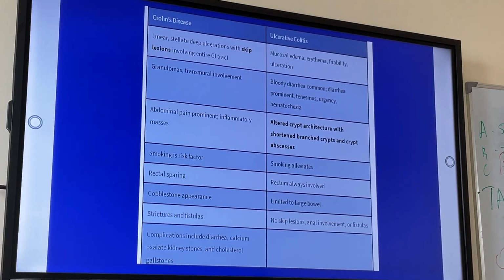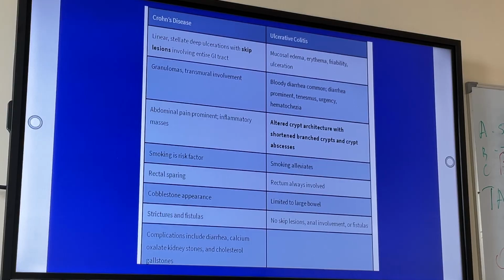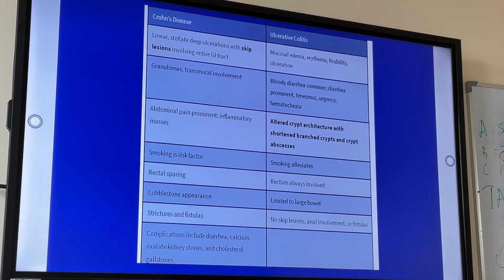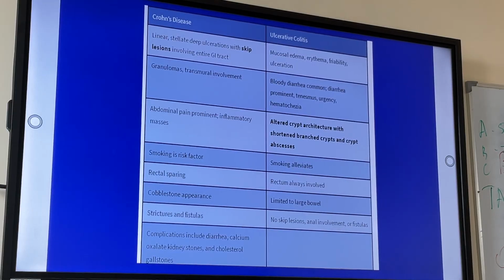In ulcerative colitis, very often the crypt architecture is impaired, with shortened, branched crypts and crypt abscesses. A bit later I'll show you.